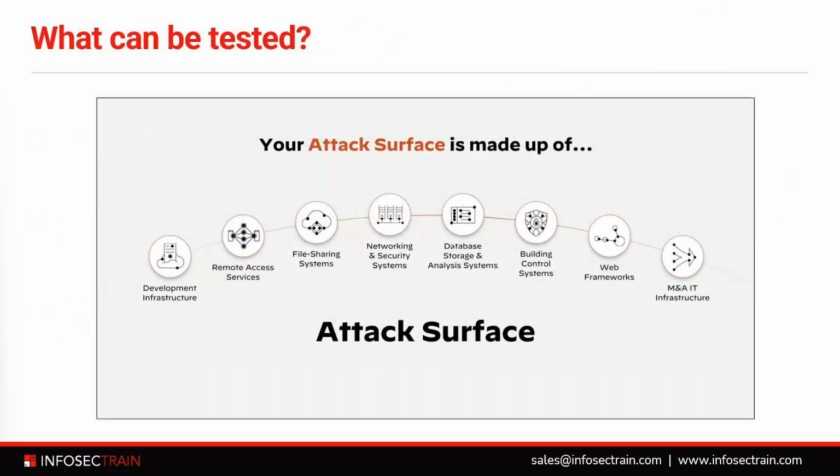Now, next thing that we have is what can be tested, right? Now, what can be tested? There are two ways or two meanings of this thing. Either we are talking about scope, right? So whenever we do pen testing, we have a scope, right? That what things can be tested, what things cannot be tested.